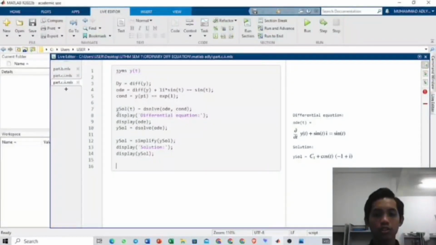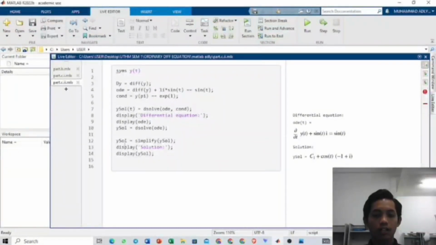So the solution to the differential equation is found using the solve function, and the result is stored in y sol. Okay. Next, the display command is used to display the text 'differential equation' followed by the differential equation stored in ODE.